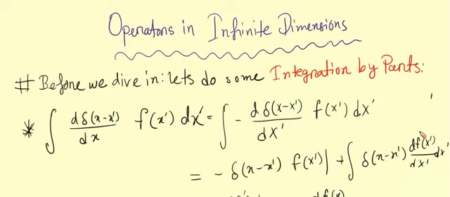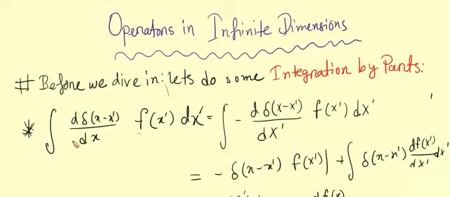But as you can see, I have already written some things, and I said before we dive in, let's do some integration by parts. The example we are considering here is a function of x prime, and there is some derivative of delta x minus x prime. You might ask at this point why I'm doing this, because I already told you that we want to discuss operators. So what does this have to do with the operators? I would say just do it and let us see how we can use this to our advantage, and this will be transparent in a few minutes.